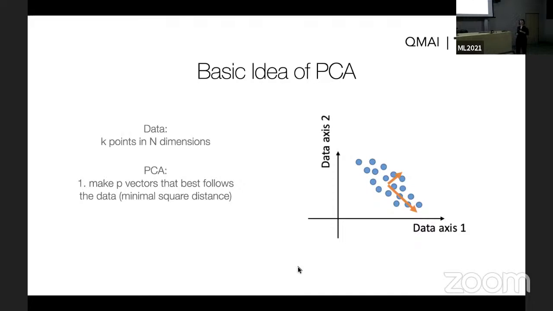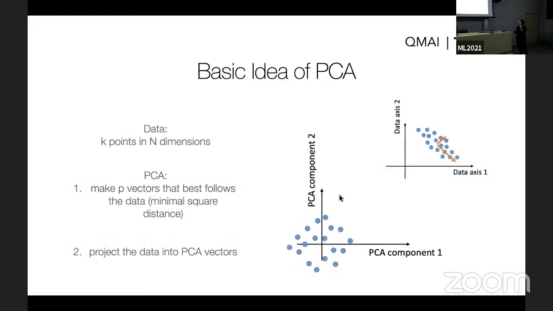Mm-hmm. Very good, perfect. I saw other hands. Does any of you have a quick follow-up, or are you happy with this explanation? I see that you're happy. No surprise, it was very good. It's exactly like that. Principal component analysis finds you a direction along which that sort of best follows the data in the minimal square distance sense.